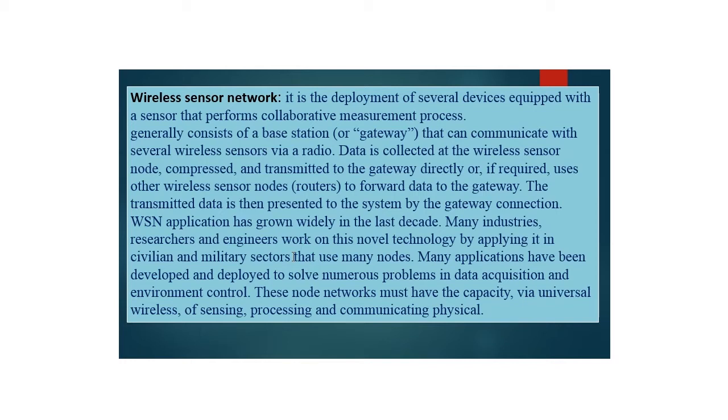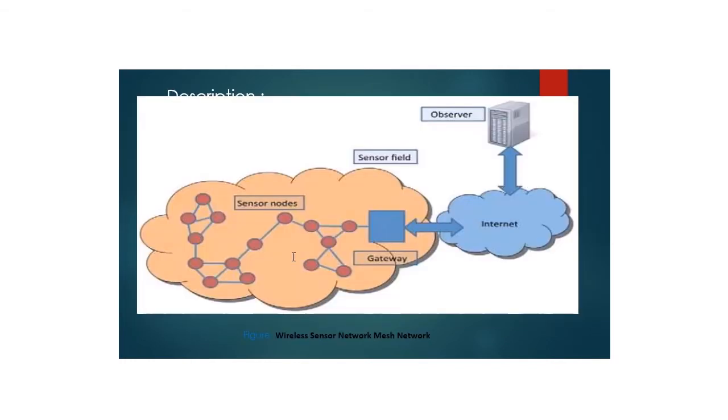Many nodes. This picture shows the structure of the wireless network. Here is the sensor node; it will collect information from the environment and send it to the gateway. The gateway will send it to the observer or controller by internet media. This is the sensor field.